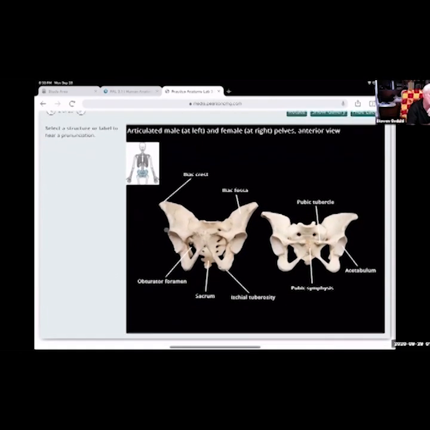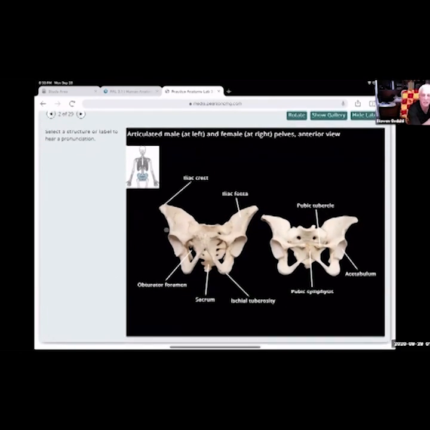This is male and female pelvises. Looking at the front, remember the top portion is your ilium. This is the iliac crest. You see the dashed line on both sides. You can see the iliac fossa, which is below the crest where muscles attach.